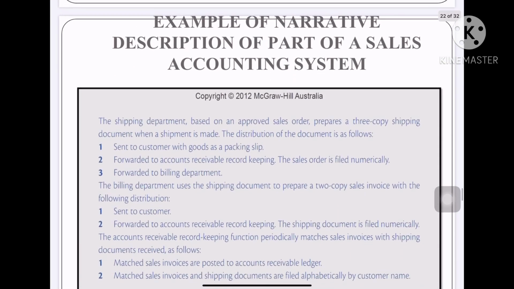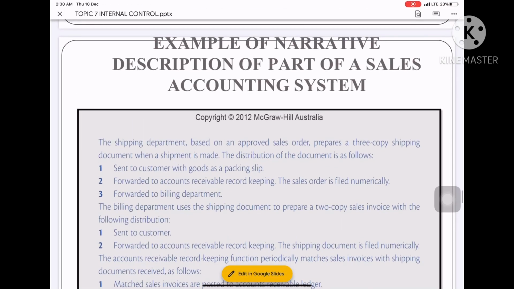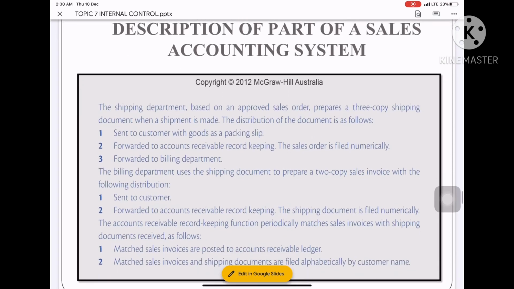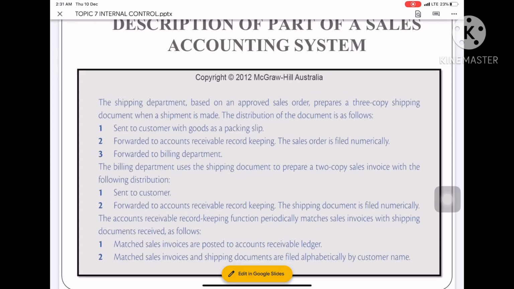Right, so now they gave us an example of a description of part of a sales accounting system. So now we are going to look at the sales system. What would be the narrative description? All right, have a look over here. The shipping department, based on an approved sales order, has to prepare 3 copies of the shipping document when a shipment is made. The distribution of the documentation is as follows. The first thing they have to say is what kind of document they prepare, how many copies, and who the document is going to be sent to.